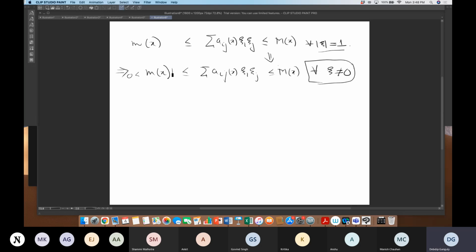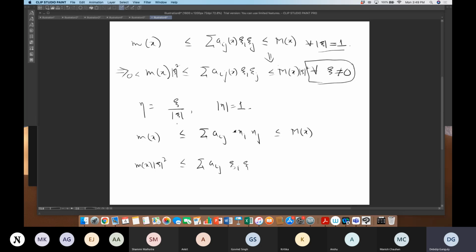With |xi| squared. How did I come to this inequality? You just define eta equal to xi divided by |xi|. So |eta| = 1. Agreed? So on this set, the summation a_ij eta_i eta_j is bounded by this. Clear? Now you write down eta_j. This is the summation a_ij xi_i xi_j bounded by m(x) times |xi| squared, because eta_i is xi_i over |xi|. Clear? Just scaling with |xi|. Use this factor, then I get this inequality.